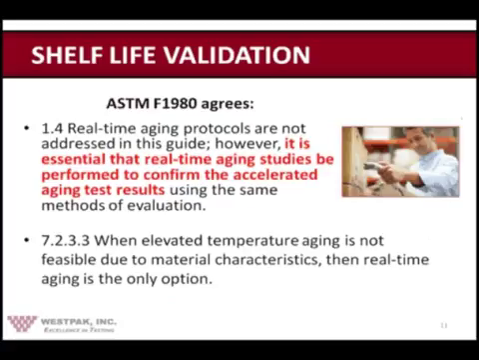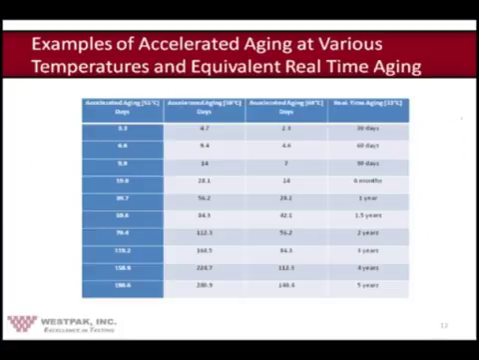The test procedure, ASTM F1980, also agrees. It says conduct real-time aging studies and validate accelerated aging with real-time data. That's essentially what it says. Here's an example of how that might look. This table is kind of busy, but let's pick some actual numbers. Let's say you want a 1-year expiry date, but you want to start selling it as quickly as possible.